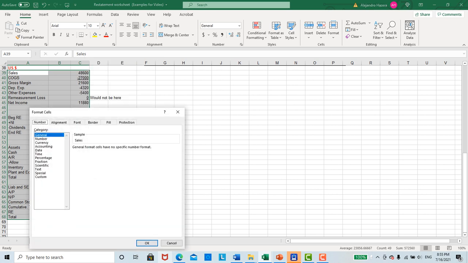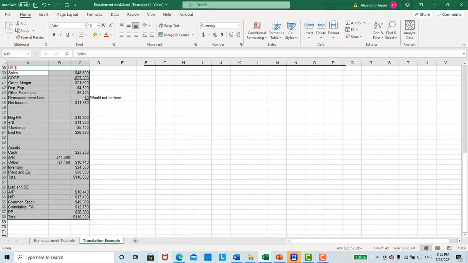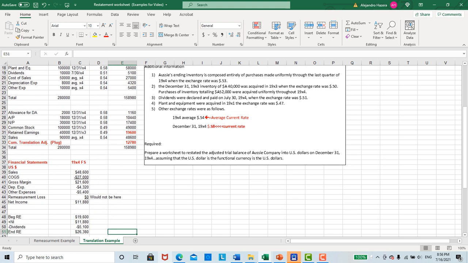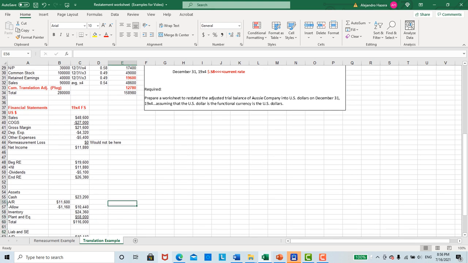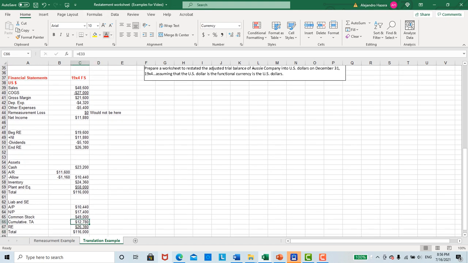Even though we always assume that everything's in US dollars, I just want to emphasize that we have taken statements that were in Australian dollars. Those are right here. We restated them at the current direct rate between the US dollar and Australian dollar, and then we got our plug, which is the translation adjustment. The translation adjustment goes down here, and we end up with US dollar statements balancing out at 116,000.